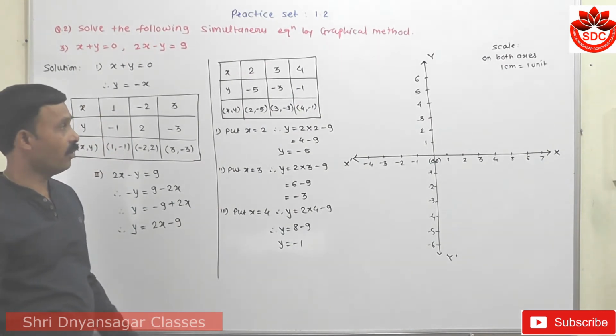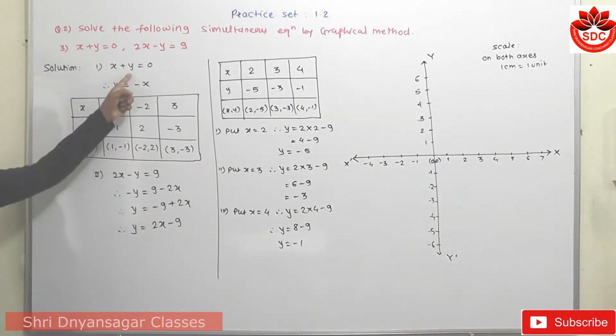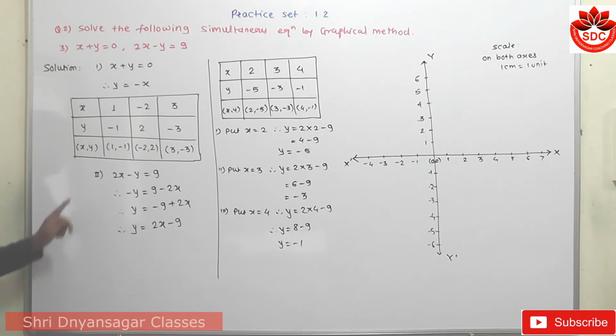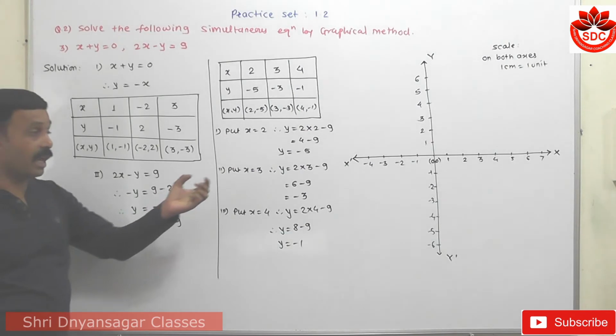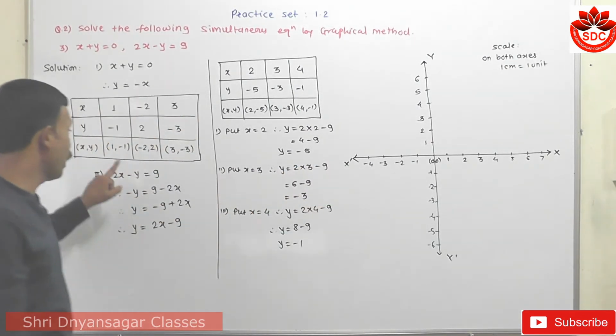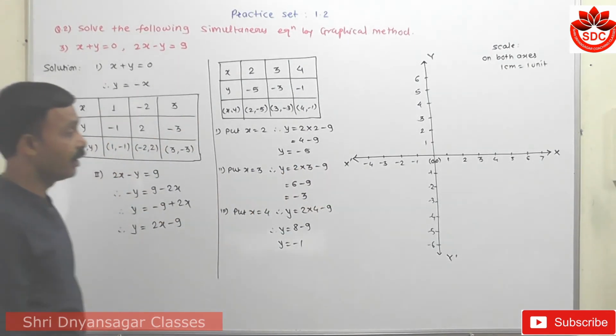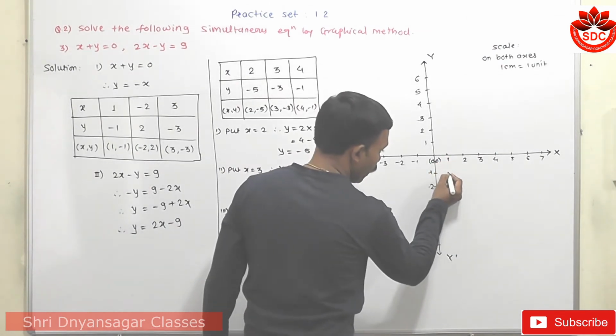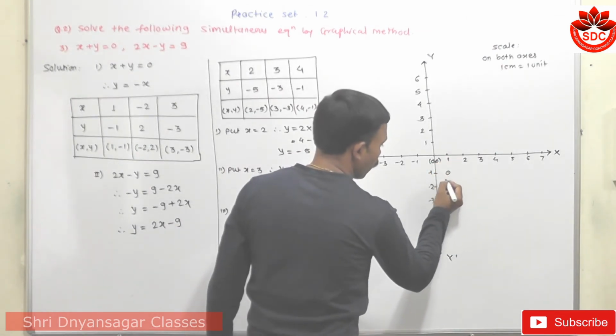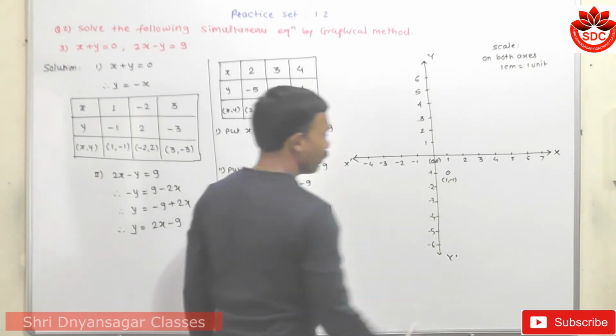Now then, I plot the points of the first equation x plus y is equal to 0. Ordered pair is 1 and minus 1. Here the x coordinate is positive and y is negative, plus and minus, which means it lies in the fourth quadrant. So I plot this point 1 and minus 1 in the fourth quadrant, and the coordinate is 1 and minus 1.